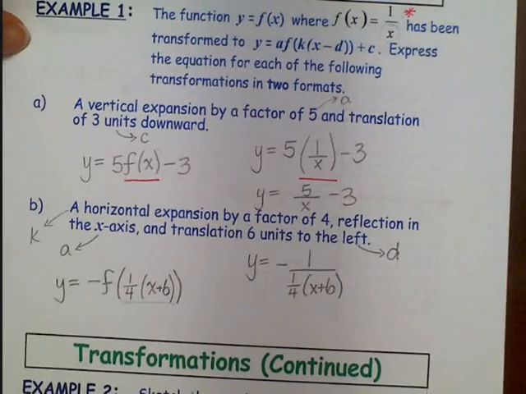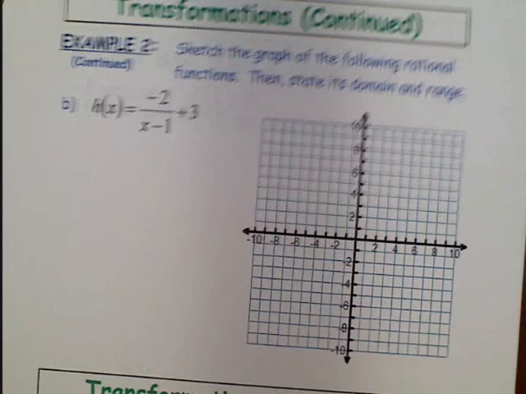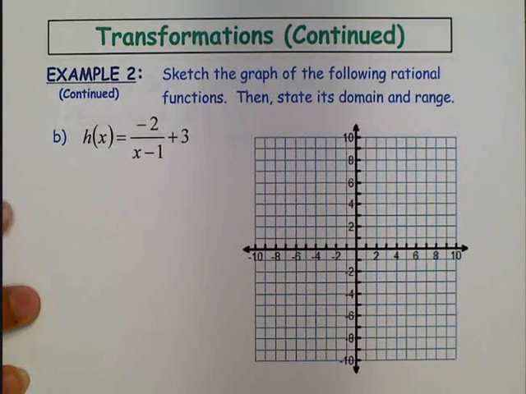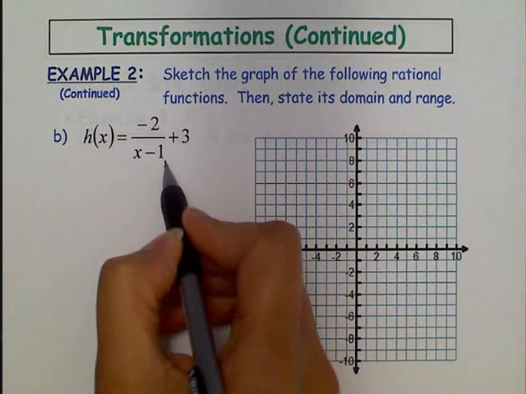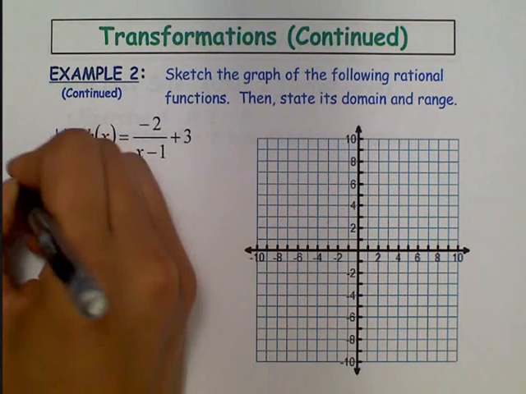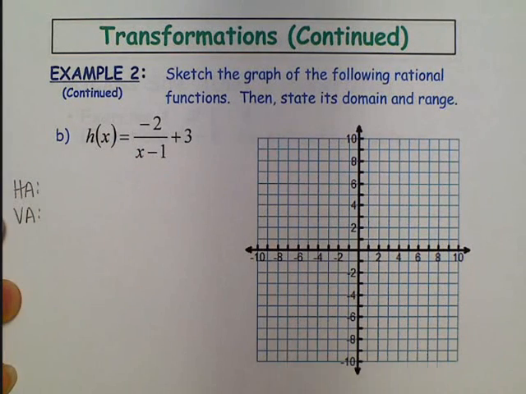Okay, here's another example of graphing. In this case, we have a little bit more transformations. If you look at the denominator part, it's already in factored form. There's no coefficient in front of the x for us to worry about. So let's start by looking at where our horizontal asymptote and our vertical asymptote have moved.